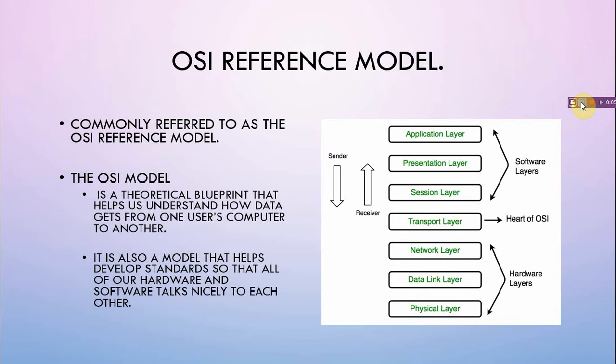The OSI reference model has 7 layers. From the sender side, the application layer is the first layer, then the presentation layer, session layer, transport layer, network layer, data link layer, and physical layer. The upper 3 layers (application, presentation, and session) are software related, and network, data link, and physical are hardware related. The transport layer is the heart of OSI. At the receiver side, the physical layer is the first layer.